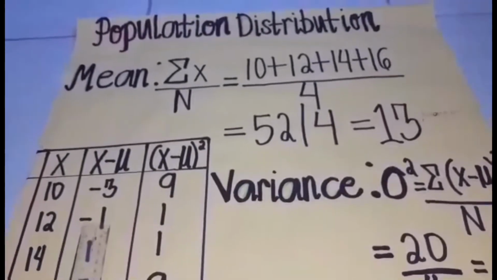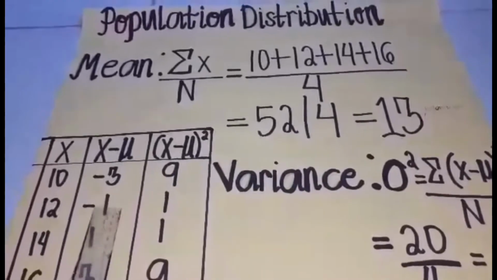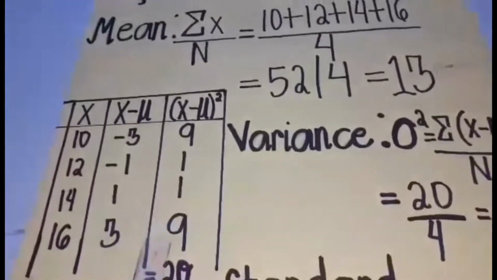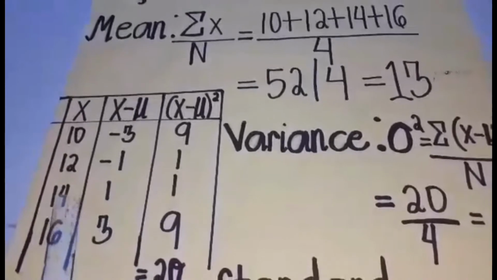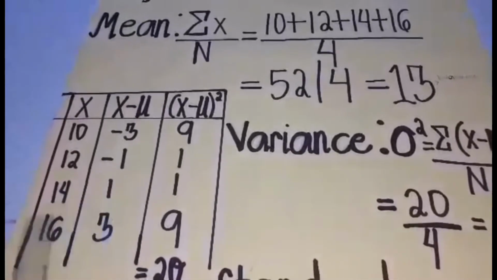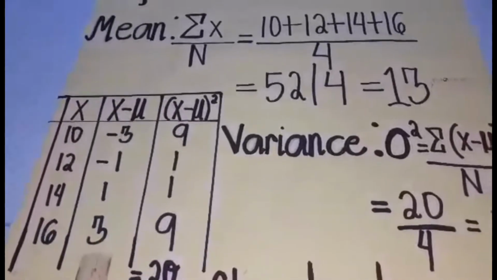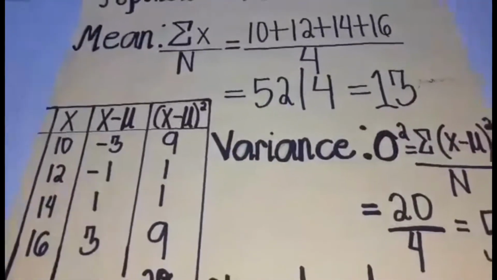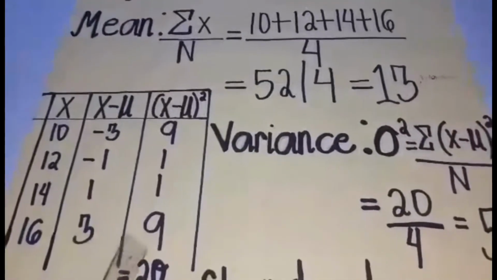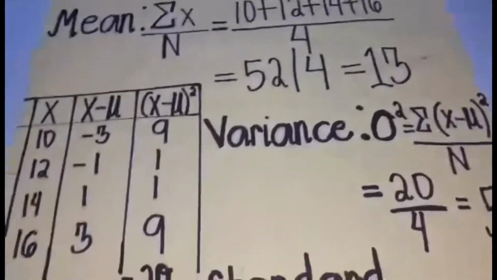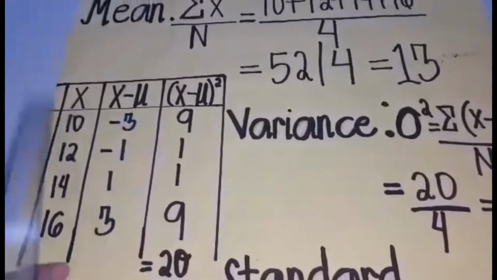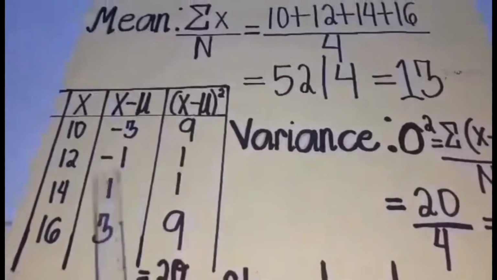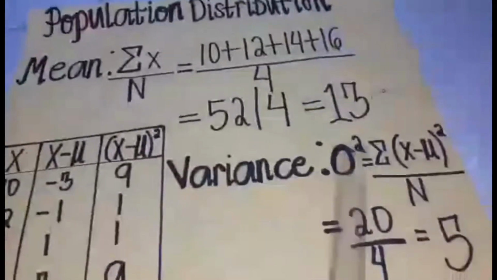12 minus 13 is equal to negative 1. So, ganun lang yung gagawin natin sa mga next. 14 minus 13 is equal to 1, and 16 minus 13 is equal to 3. So, ganun lang kasimple yun, okay? Hindi siya complicated. Huwag n'yong pahirapan yung sarili n'yo, guys. We're going to subtract it lang, the x and our population mean.